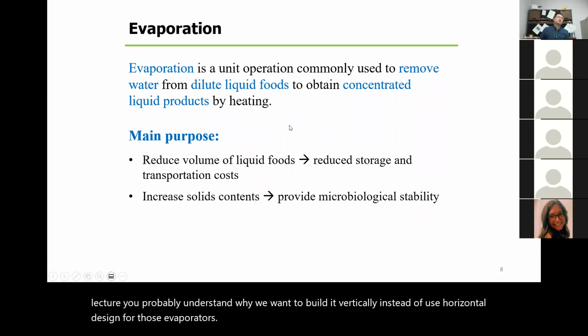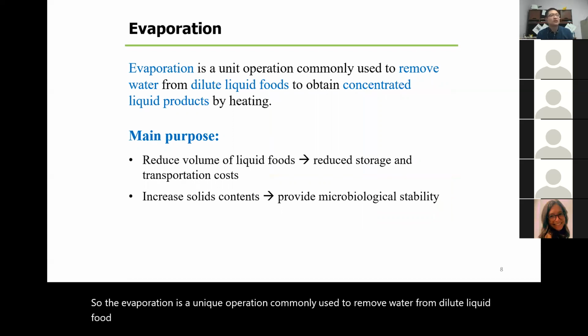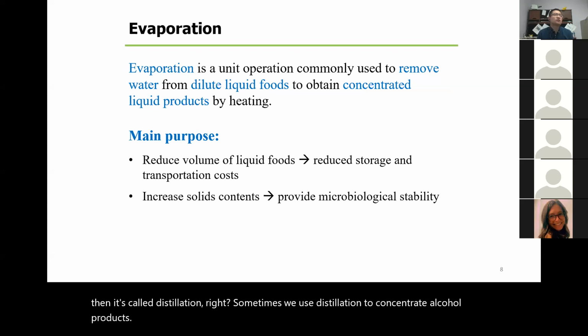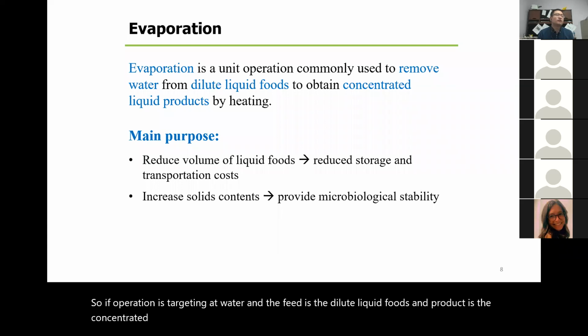So, the definition: evaporation is a unit operation commonly used to remove water from dilute liquid foods. There are a few keywords. It's a unit operation and it's to remove water. If it's not water, then it's called distillation, right? Sometimes we use distillation to concentrate alcohol products. So evaporation is targeting water, the feed is the dilute liquid food, and the product is the concentrated liquid product. And remember, it's still liquid, and there's heating, okay?